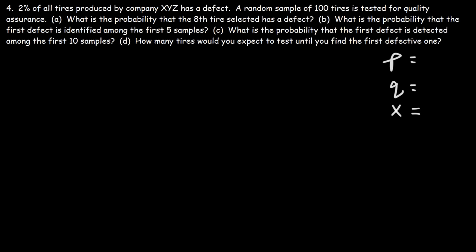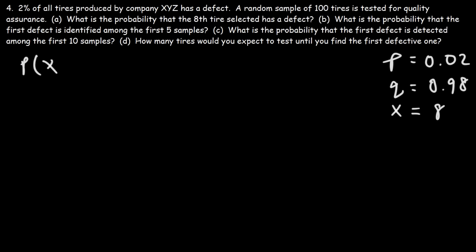Well, 2% of all tires has a defect. So P is 0.02. That's the probability of selecting a defective tire. The probability of not selecting a defective tire is going to be 1 minus 0.02, which is 0.98. Now, in part A, we want to calculate the probability that the eighth tire selected has a defect. So x is 8 for part A.